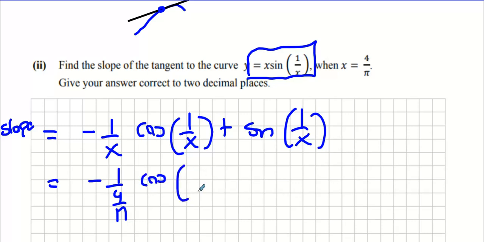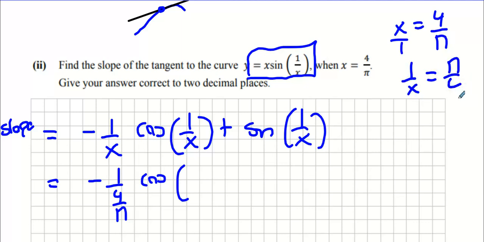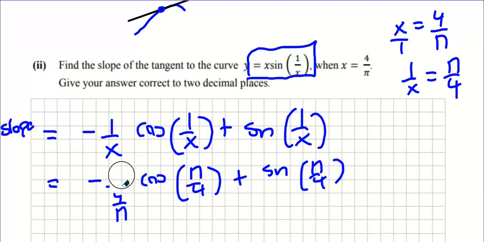Oh, can I show you something here? If x equals pi over 4, yeah, would everybody agree that x over 1 is pi over 4? What happens when we turn both of them upside down? 1 over x is 4 over pi. So do you see what I can do there? Actually, I should have done that at the start of the question as well, shouldn't I? I should have just done that as pi over 4.